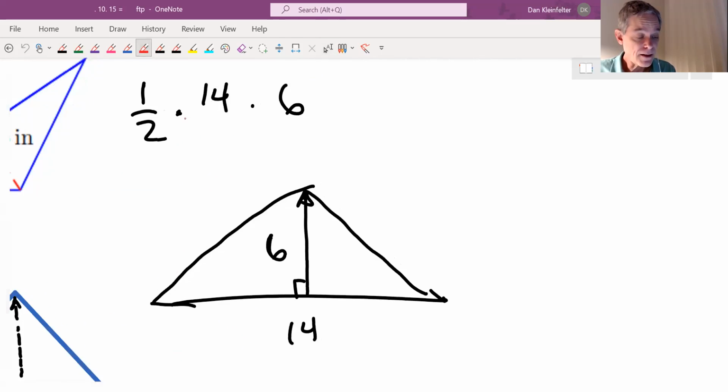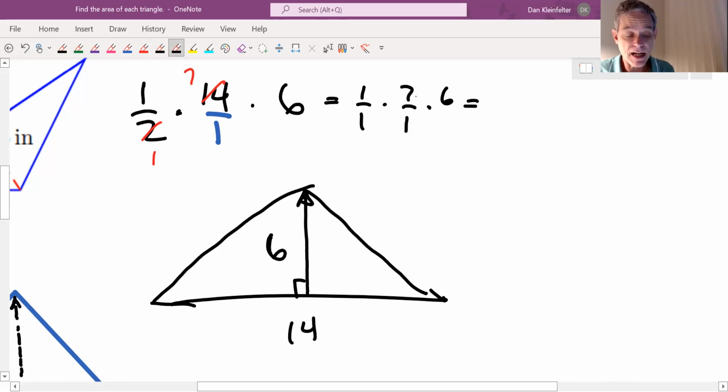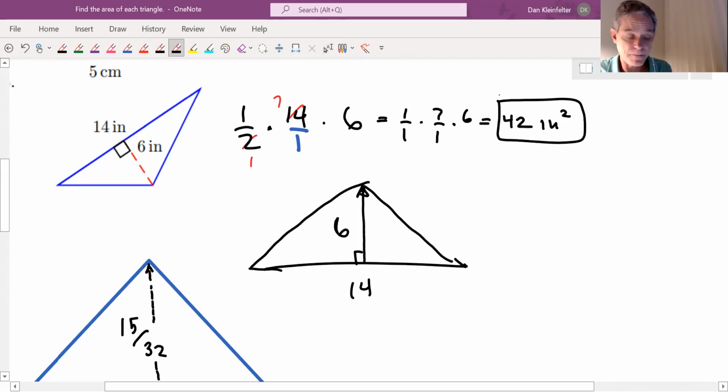And so then we can simplify. 1/2 and 14 have a common factor of 2, which we'll divide out. This will leave us 1/1 times 7/1 times 6. And that's going to be 7 times 6, or 42. And our units there are inches, so it will be square inches for area.